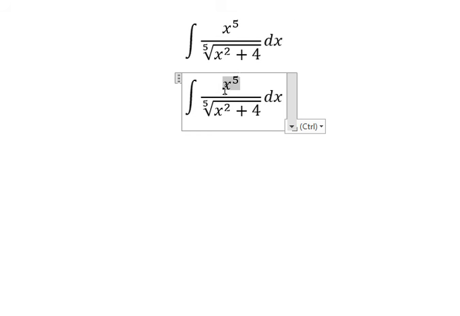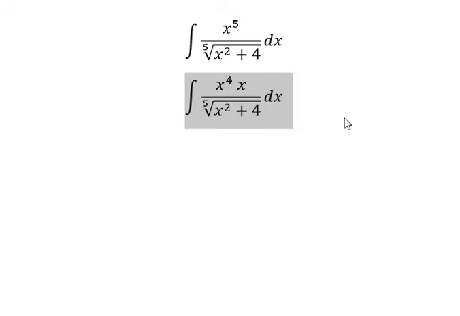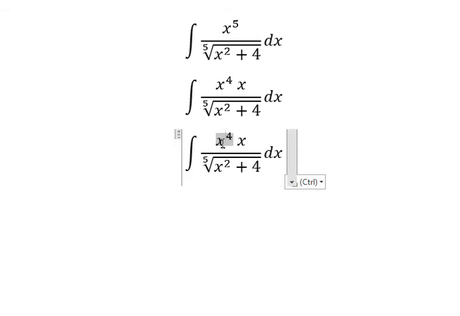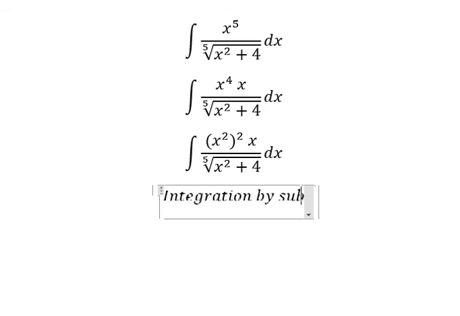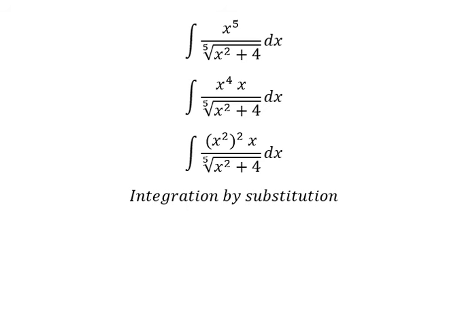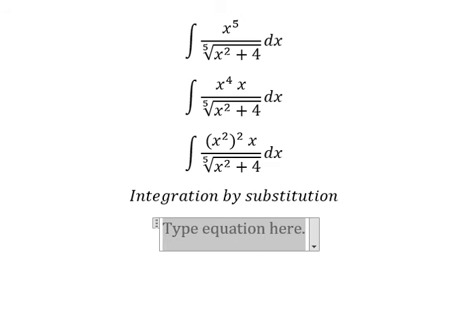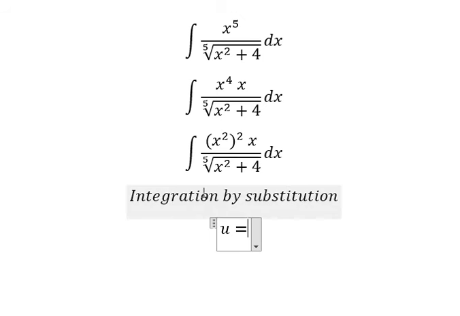About s to the power of 5, we can put into s to the power of 4 and ask. This one we can write into s squared to the power of number 2. So now I need to use integration by substitution. So I will put u equals this one in here.